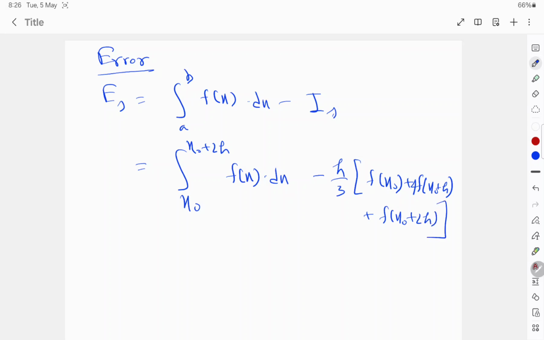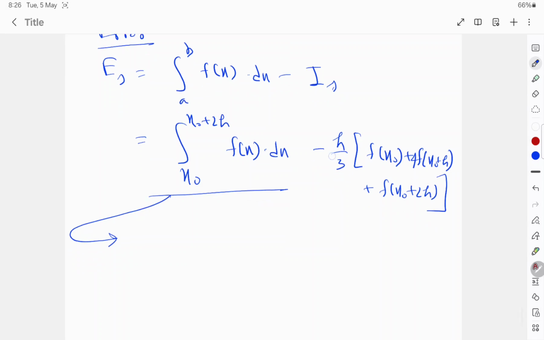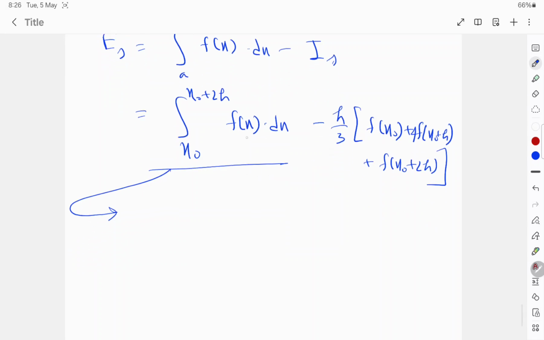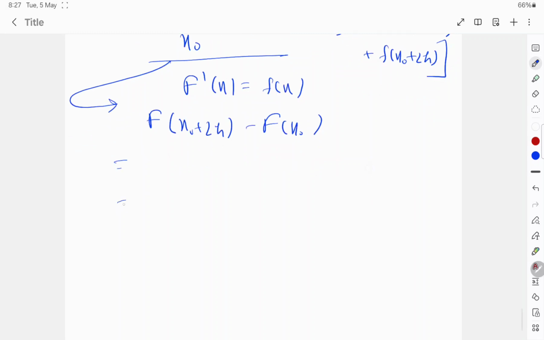Okay, you got this. Now again, this part: whenever you are considering, assume that you have a function f for which f dash x is your f(x). If you substitute that f dash x, this will become f of x0 plus 2h minus f of x0. Then break this using Taylor's theorem and you get some expression.